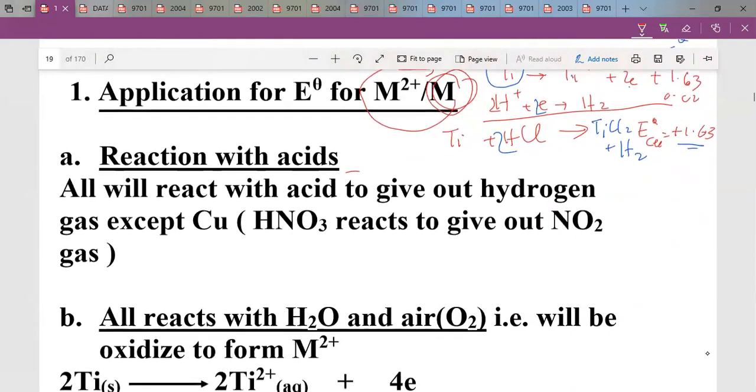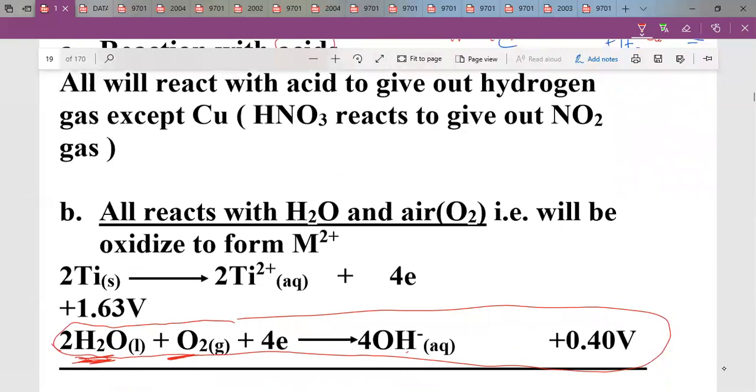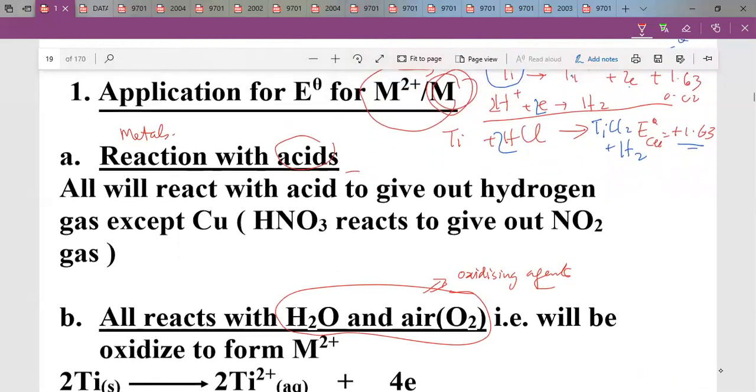See the two things that metals react with. One I talk about is acids. And of course, in daily life, there's not much acid. But in daily life, there is the Batman and Robin duel: water and oxygen. These two are the main oxidizing agents in nature. So, let's go to the first one first. Now, all these metals react with acid.